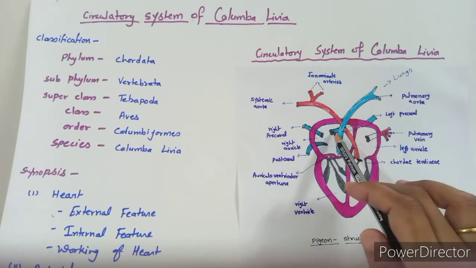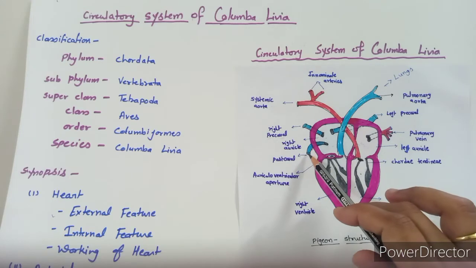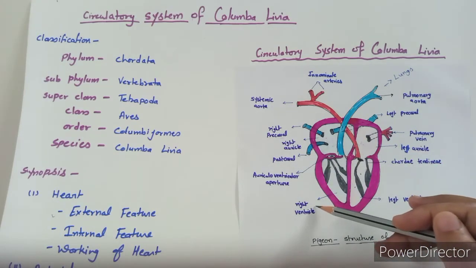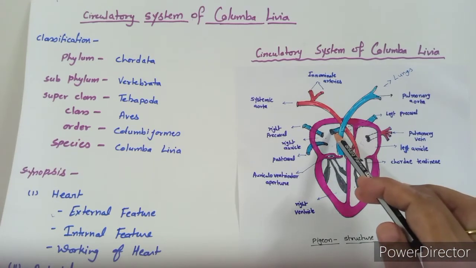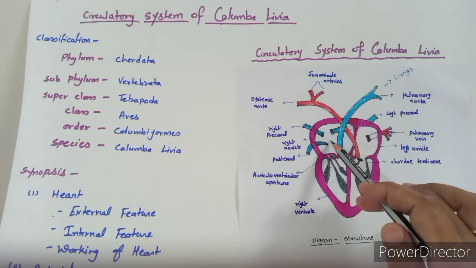The precaval veins collect deoxygenated blood from the anterior part of the body, and the postcaval collects all the deoxygenated blood from the posterior part of the body. So these three veins collect all the deoxygenated blood and put it in the right auricle.